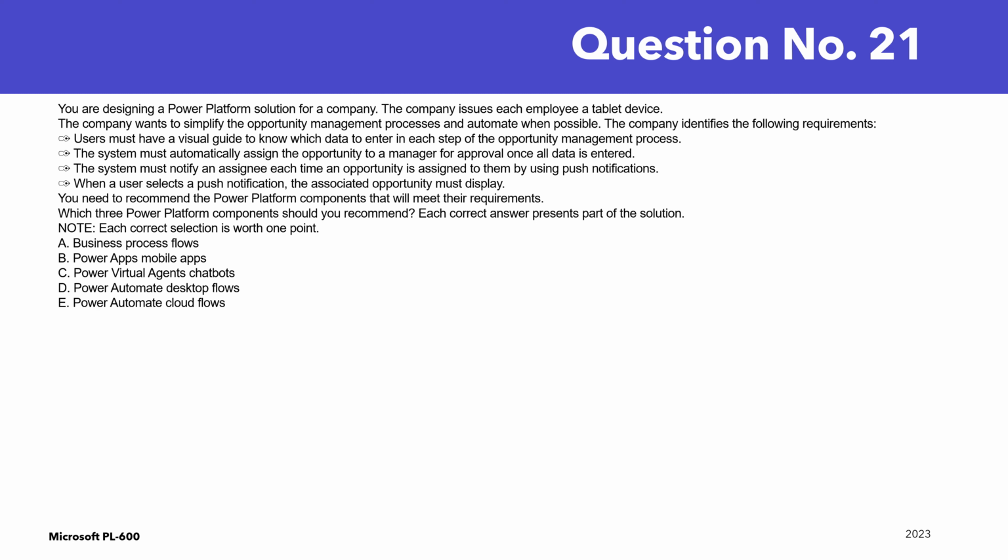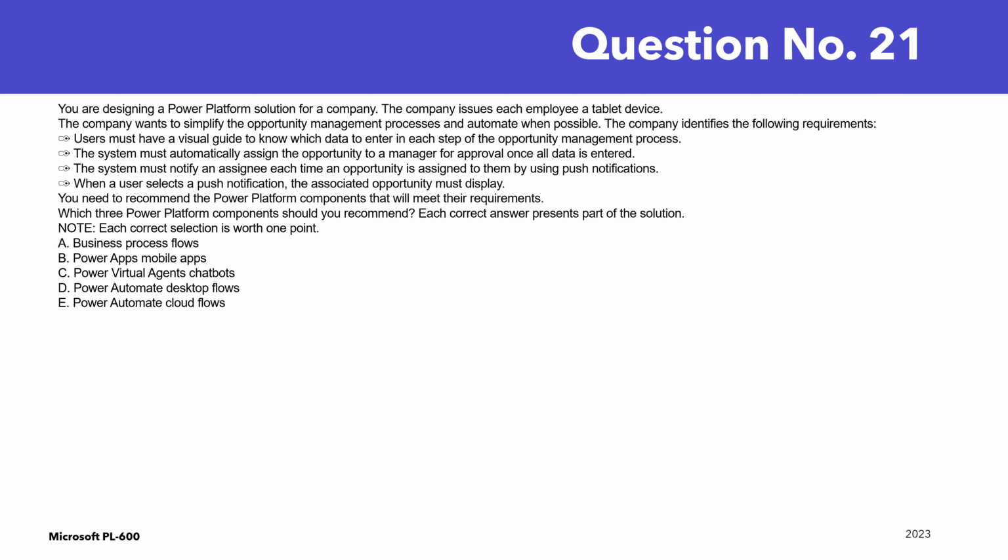Users must have a visual guide to know which data to enter in each step of the opportunity management process. The system must automatically assign the opportunity to a manager for approval once all data is entered. The system must notify an assignee each time an opportunity is assigned to them by using push notifications. When a user selects a push notification, the associated opportunity must display. You need to recommend the Power Platform components that will meet their requirements.